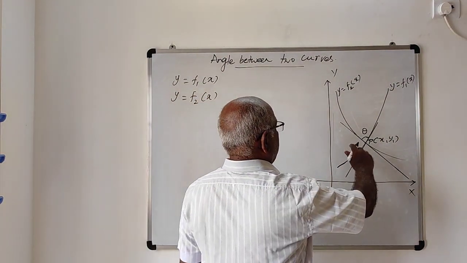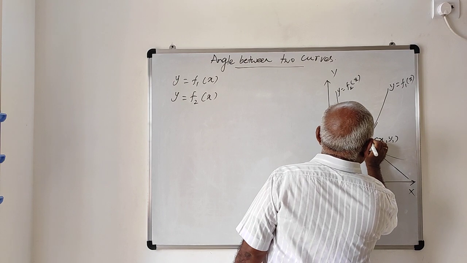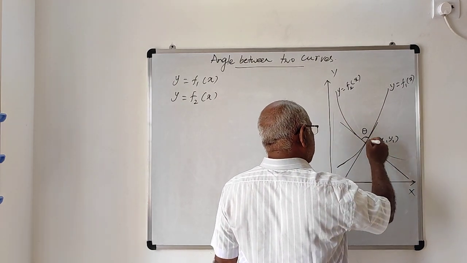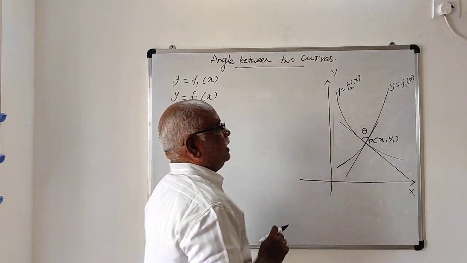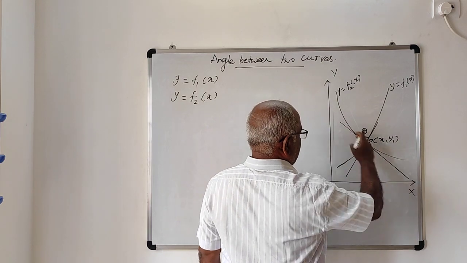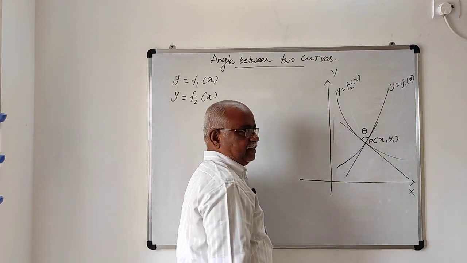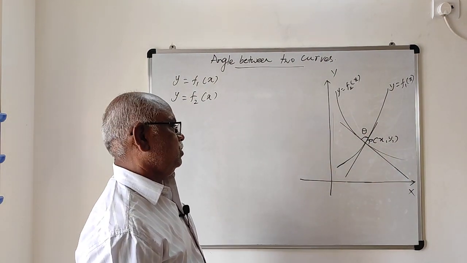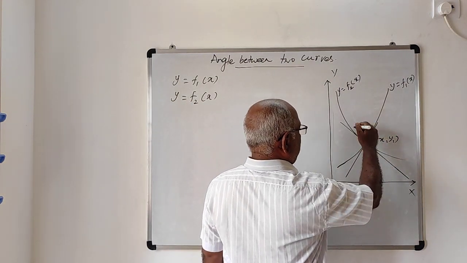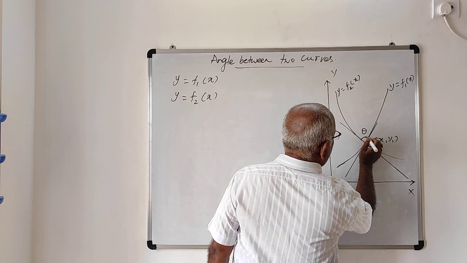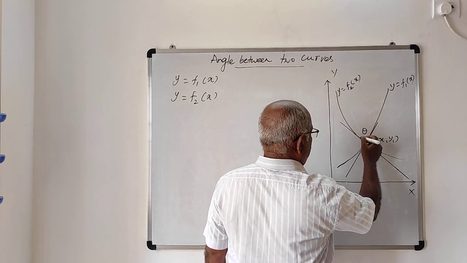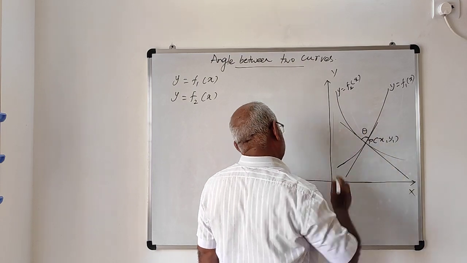The angle between two curves is the acute angle between the two tangents drawn at the point of contact, the point of intersection of the two curves. This side is the obtuse angle and this is the acute angle. We have to find out the acute angle.